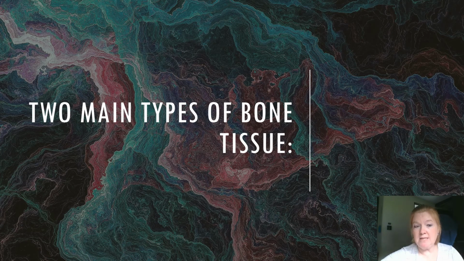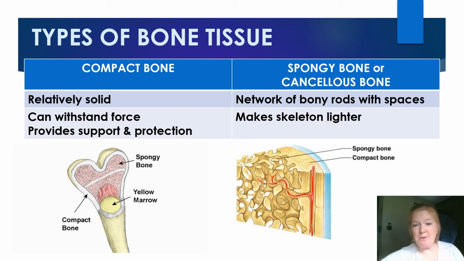Okay, two main types of bone tissue. So we have compact bone and we have spongy bone. Spongy bone is also called cancellous bone. Compact bone is relatively solid, and normally that's what we think of when we think of bone. It's how we picture bone, okay? It's white, it's hard, it can withstand force, and it provides support and protection. And then we have spongy bone, which is a network of bony rods, but there's a lot of spaces in between. So that's not usually how we picture bone. But the purpose of spongy bone is to make the skeleton lighter, which allows us to move, which is good, and it's an important part.